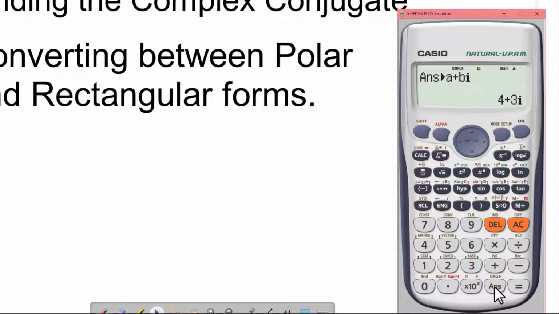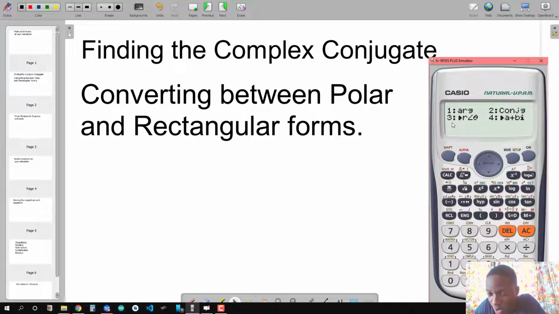Now we still have our answer. If we press answer and we press enter, we have 4 plus 3i. As long as this 4 plus 3i is in memory or is stored in the variable answer, we can go to our complex mode, press 3, and it will convert to rectangular again for us. Awesome. So as you know already, let me convert this back to polar.